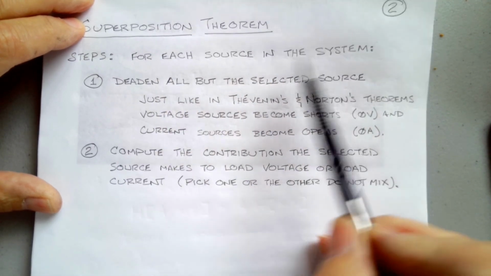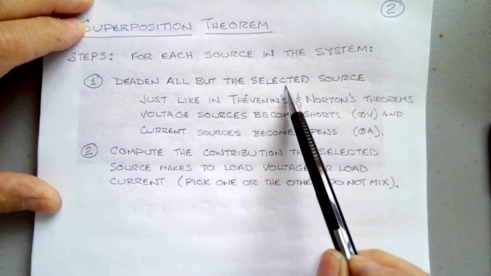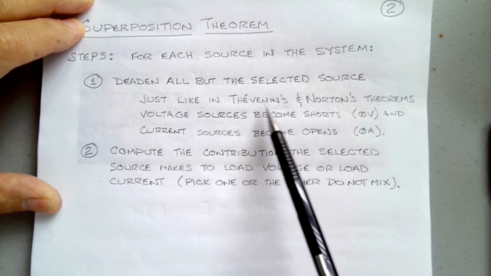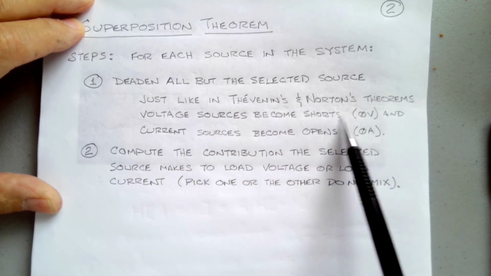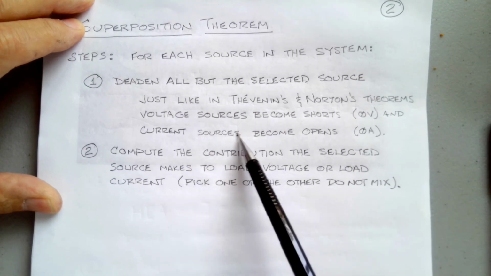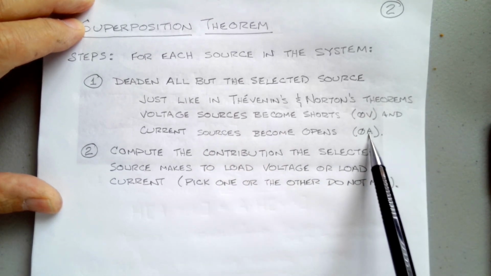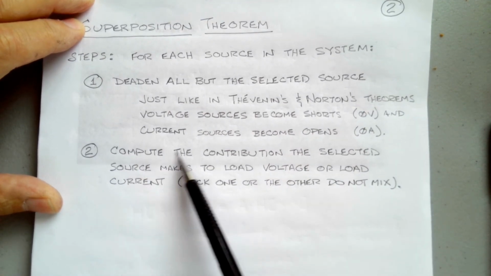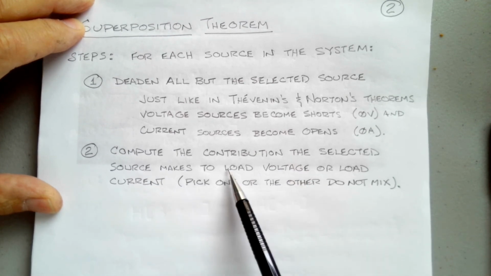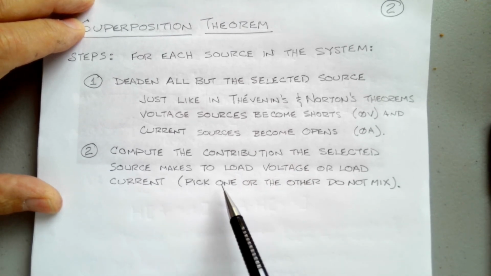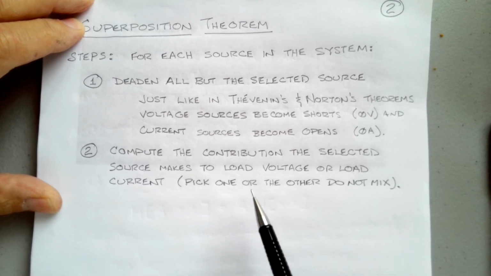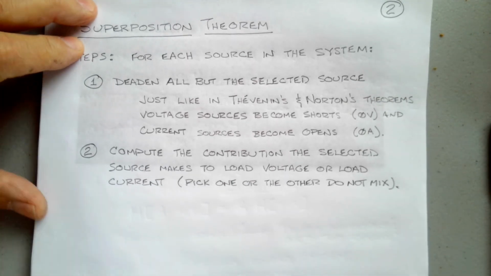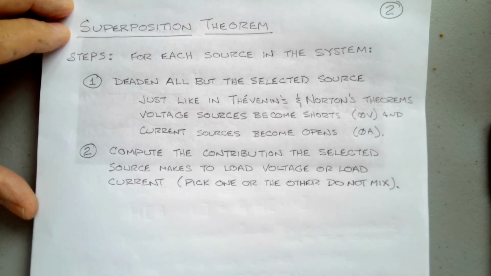For each source in the system, we deaden all but the selected source. So you pick a source and you deaden all the other sources. Just like in Thevenin's and Norton's theorems, voltage sources become shorts, that's 0 volts, and current sources become opens, that's 0 amps. We've done that in Thevenin and Norton's theorem. Then we compute the contribution the selected source makes to the load voltage or load current. Pick one or the other, do not mix. Even if you had some voltages and some currents, if the load is a resistor, you could multiply that resistor by that current and get that voltage.